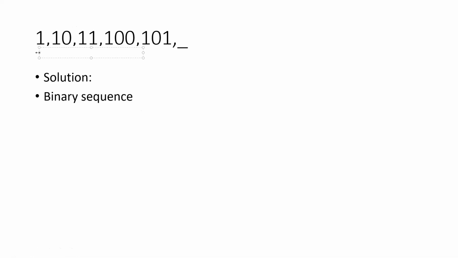1 in binary sequence stands for 1, while 1 0 in binary sequence actually stands for 2. 1 1 in binary sequence stands for 3. 100 in binary sequence stands for 4. And I guess you can know the relationship. 5 and 6.